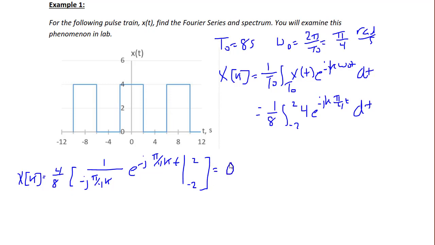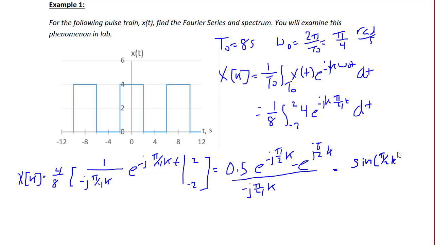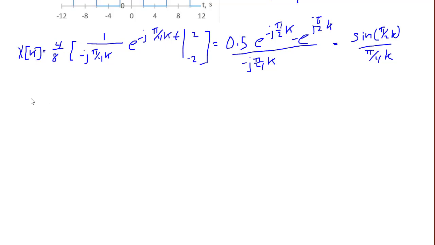This equals 0.5 times e to the negative j pi over 2 k minus e to the j pi over 2 k divided by -j pi over 4 k. And this equals the sine of pi over 2 k divided by pi over 4 k, which equals 2 times the sine of pi over 2 k divided by pi over 2 k, which can be written as 2 times the sinc of k over 2.